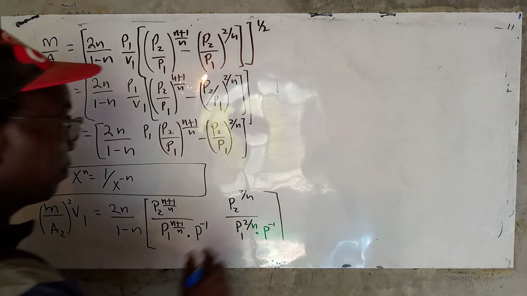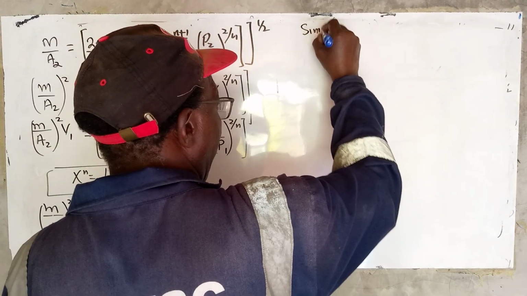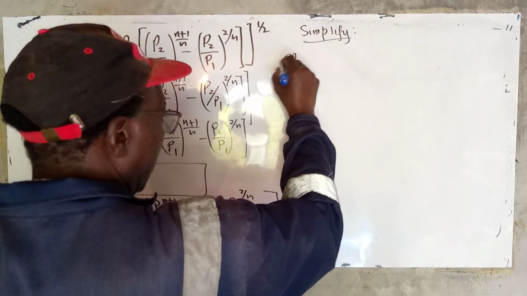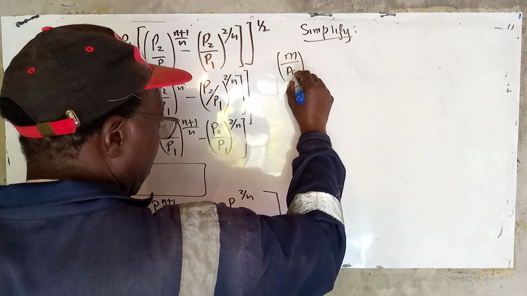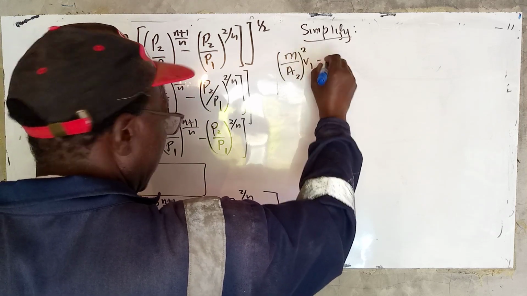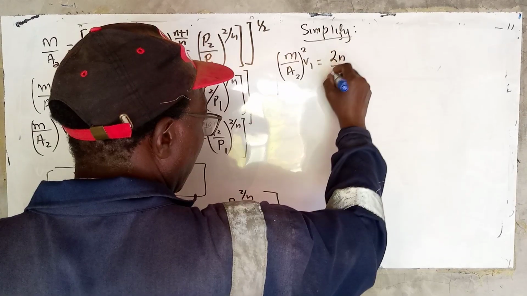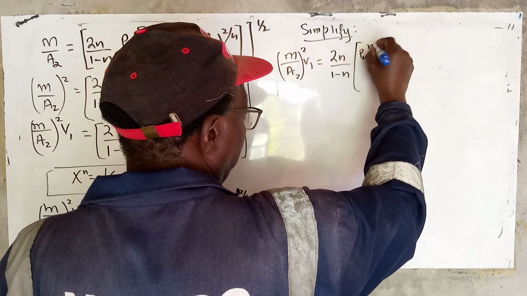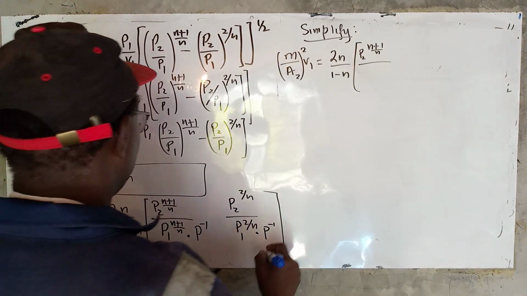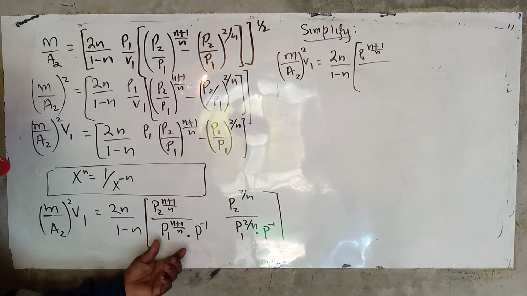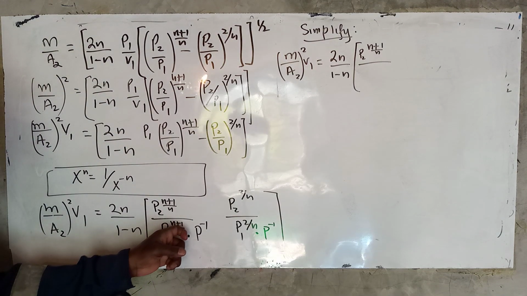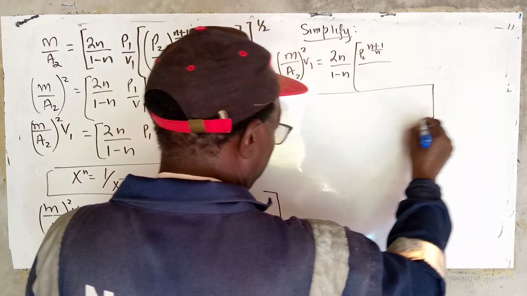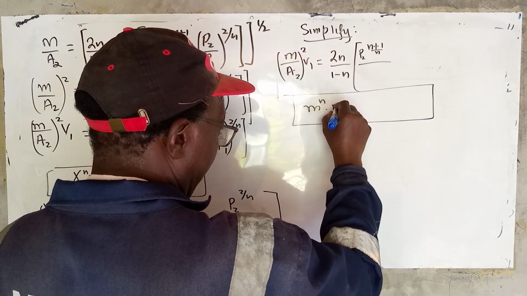And what did we say? Let's simplify this expression. So if we simplify, we have m over A2 squared V1 being equal to 2n over (1 minus n) into P2 to (n plus 1) over n, over P1 to (n plus 1) over n times P1 to the minus 1. Now, we use the identity. We have the two exponents, so we add the exponents. So just remember that you don't take for granted: you have m to the n times m to the x.